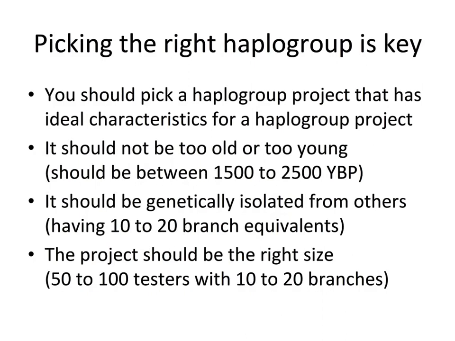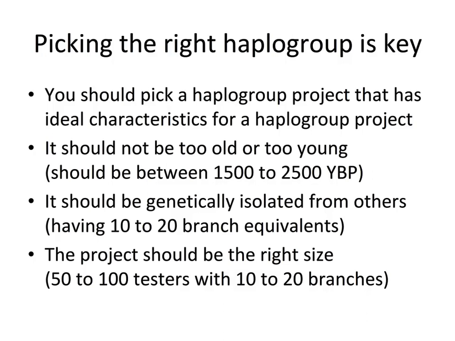But picking the right haplogroup is really key. You don't want one that's extremely old, and you don't want one that's very young. So there are some ideal characteristics to pick a good haplogroup. The first characteristic is the age. It really should be between 1500 and 2500 years ago. And the reason this time frame is good is because YSDR signatures work real well in this time frame. You can do Y-SNP prediction in this time frame, and you can do charting in this time frame as well.